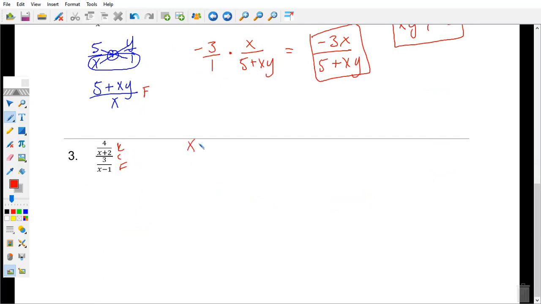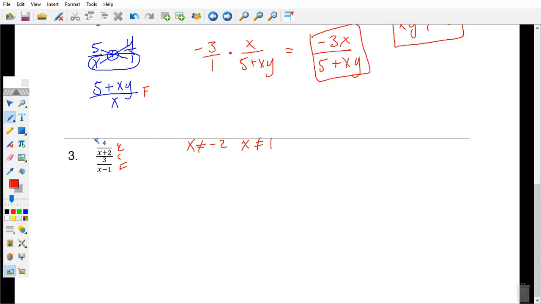Before you do that, state your domain restrictions. What can x not equal here? 0, -2, and +1. Because if I plug in -2, it makes the numerator 0. If I plug in 1, it makes the denominator 0. Do we see that?